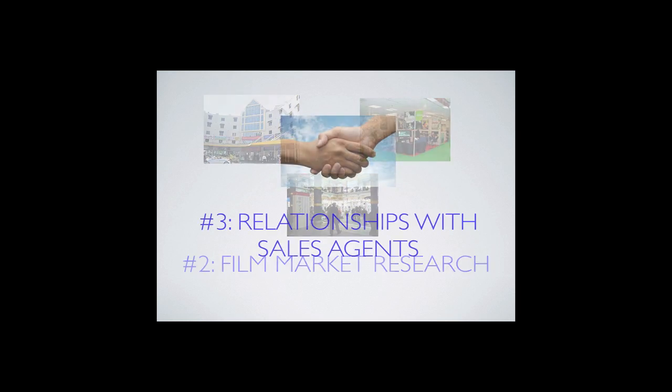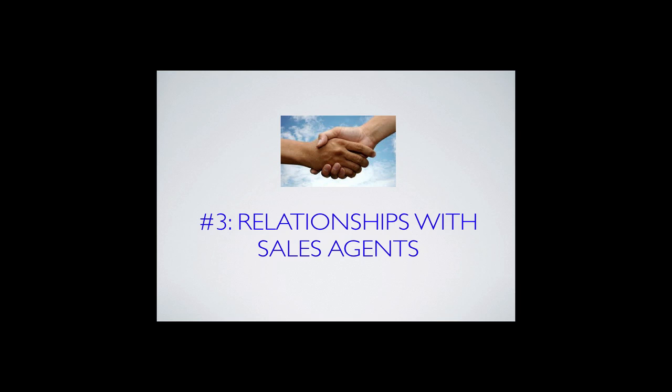The number 3 tip I have for you is to start making relationships with sales agents. And this is kind of an extension of the last tip, doing research at film markets, because while you're at film markets, one of the things that you should be doing is networking and starting to make relationships with sales agents. And the reason why is so that in the future you will be able to call on them and ask them what films are fetching in different territories depending on certain casts and certain genres.